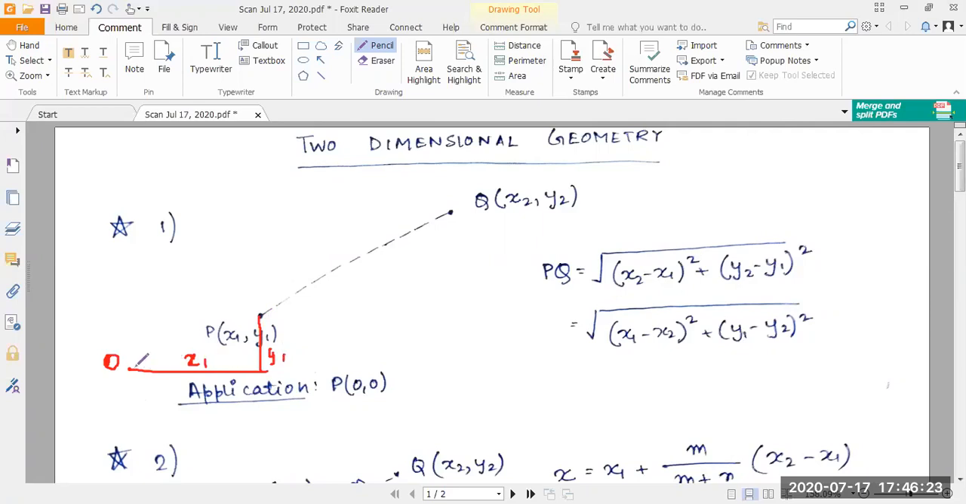Similarly, the horizontal distance between O and Q is given by x2. So we write x2 over here. So this x2 is essentially this distance. And this vertical distance is given by y2. So that is what we mean when we say that the coordinates of point P are x1, y1 and the coordinates of point Q are x2, y2. Now what we need to find out is this distance.